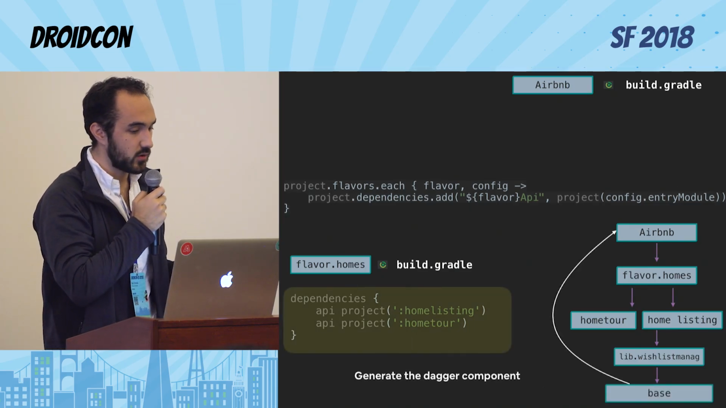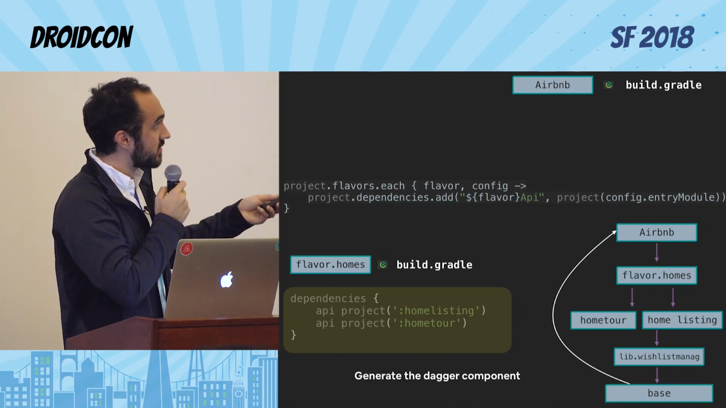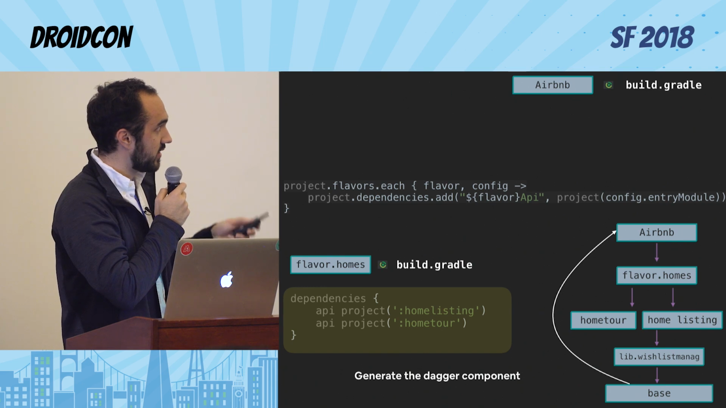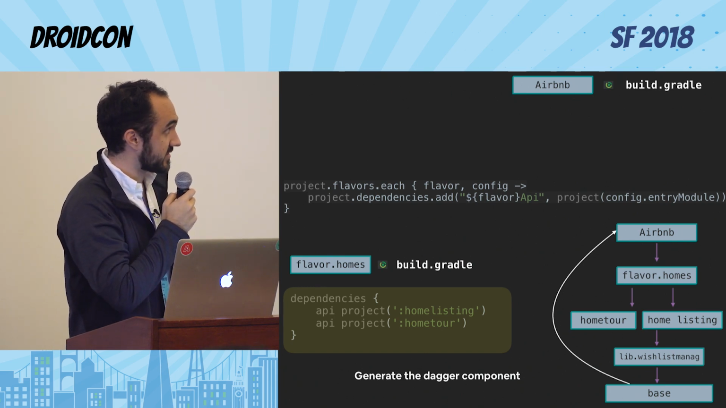And again, the only responsibility of your app shell is to create that Dagger component. And it turns out that all the information you need to generate that Dagger component is contained in this dependency block. So a developer doesn't need to even do anything to set up Dagger.